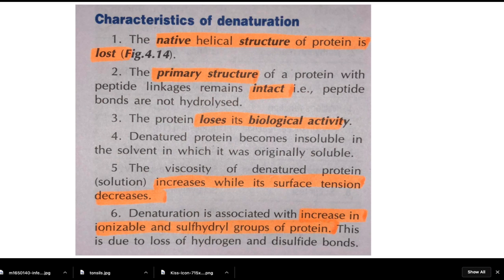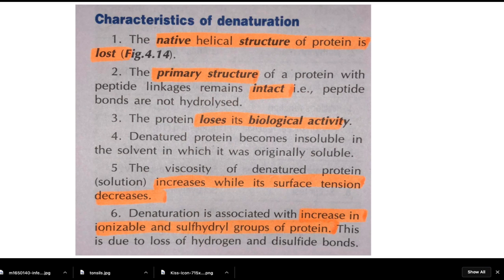So what happens if a protein is denatured? Okay, there are many methods of denaturation of protein. They can be chemical methods, physical methods. Upon application of these chemical and physical methods, the protein will denature. So what happens if a protein is denatured?